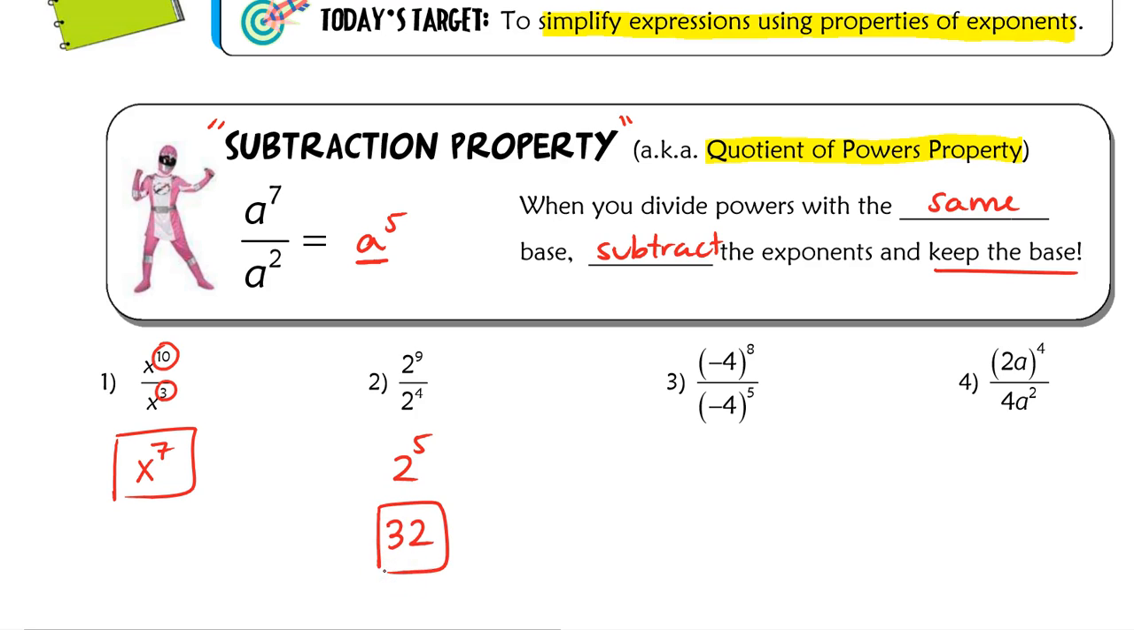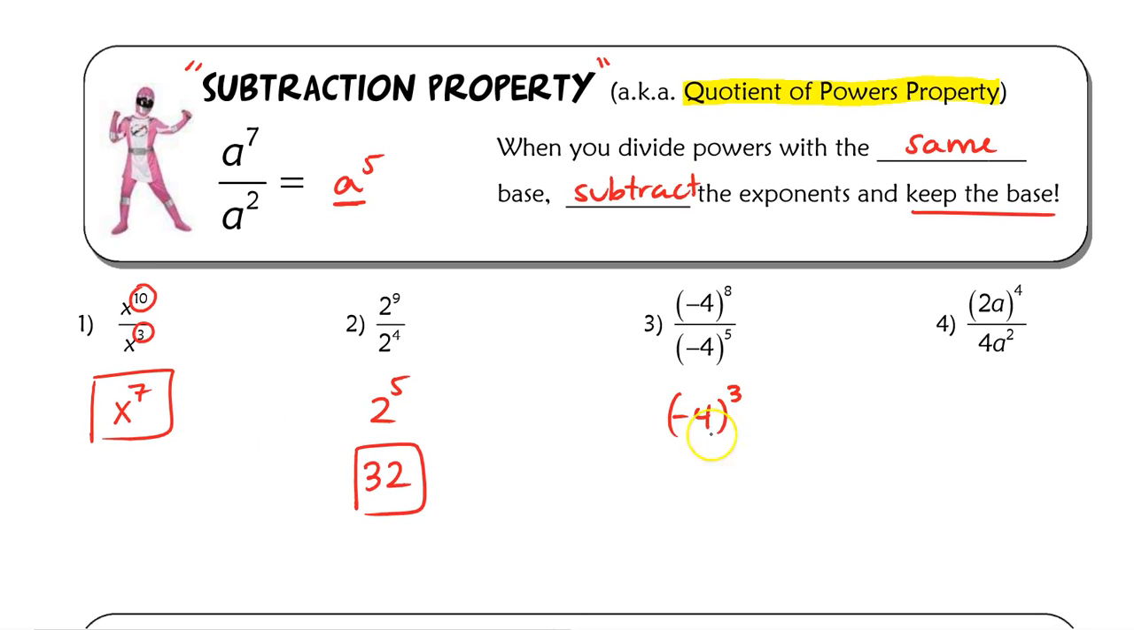Now this next one looks a little trickier just because the base here happens to be negative 4. But the same idea, we're going to keep our base, negative 4, and then we're going to subtract our exponents. So we have 8 minus 5, that gives me 3. Now we're going to use those rules that we talked about when we have a negative base raised to an odd power. Overall, I know my answer should be negative. And then I'm just going to evaluate 4 to the 3rd power in my calculator to get 64. So the answer here is going to be negative 64.